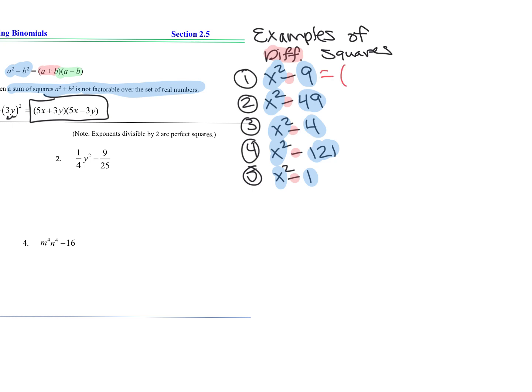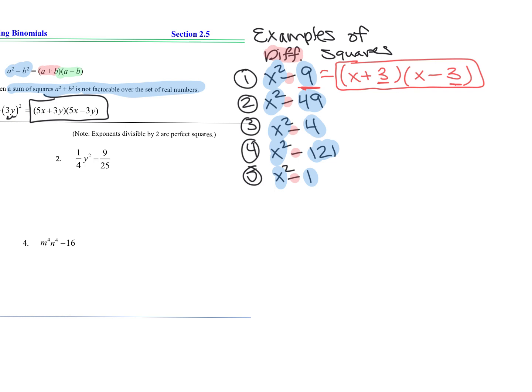I know I'm going to have one positive and one negative, because when I multiply that together, the middle terms cancel out. So to figure out what goes in this position, I just need to do the square root of this number. So the square root of 9, as we've already discussed, is 3. So I can write this as x plus 3 times x minus 3. And if I multiply it back out, I would see that the middle terms cancel.